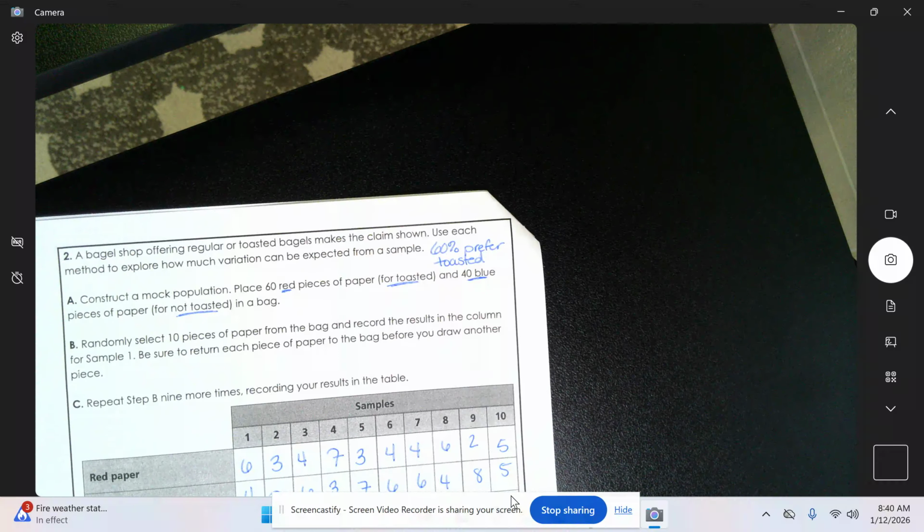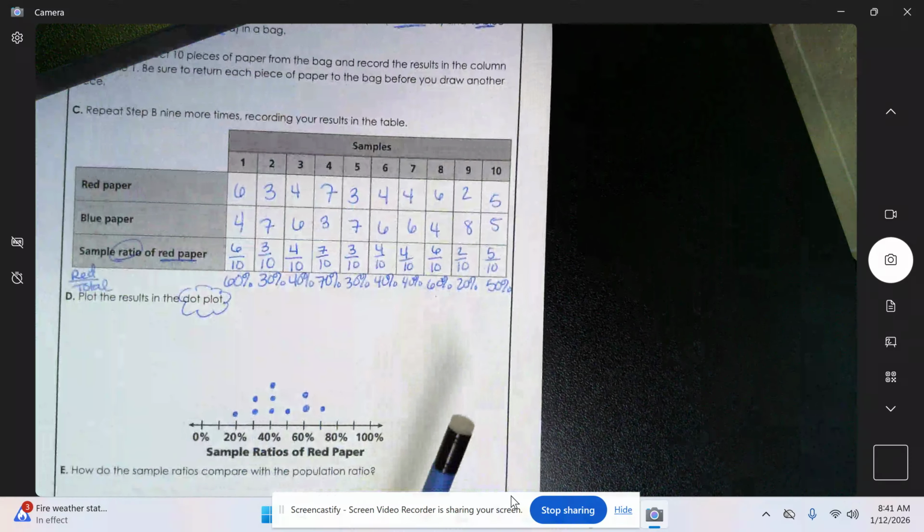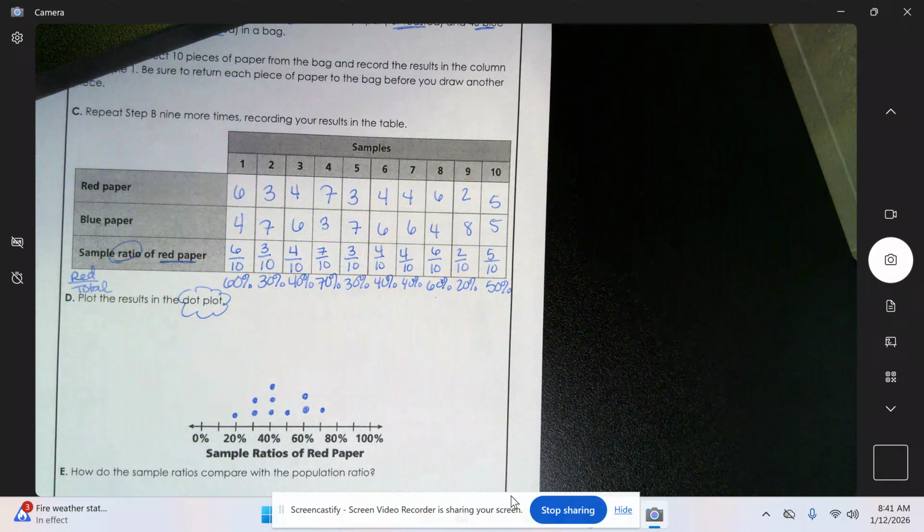So when they did a population, they got 60%. Based off of our samples, is most of the data around 60%? Not really, is it? I mean, it's somewhat close. Did we have some people get 60%? Yeah. And we had some people get real close to 60%, right? But a majority had 40%.